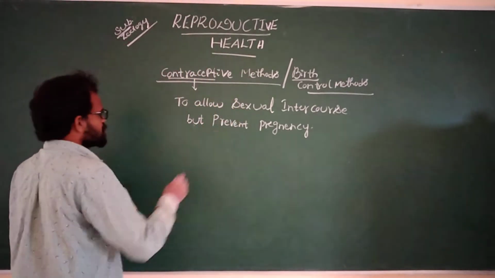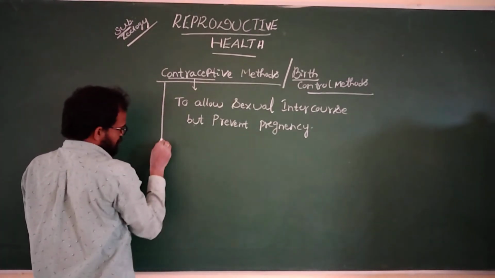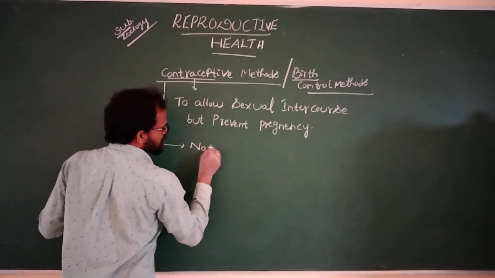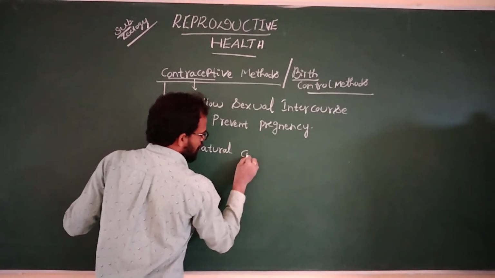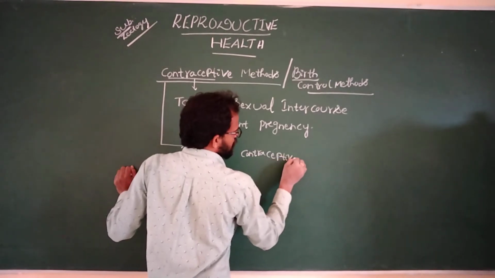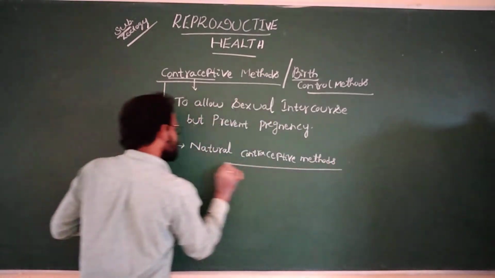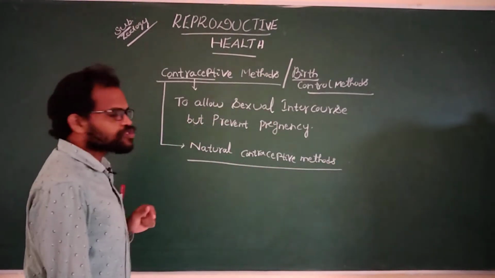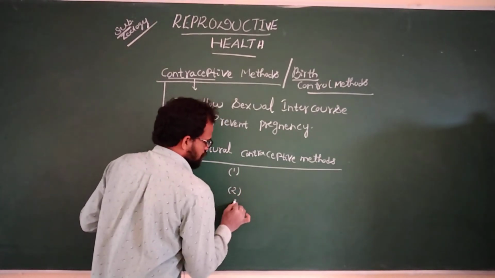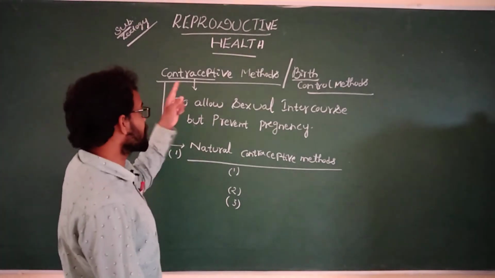Now, the different types of contraceptive methods. The first one is known as natural contraceptive methods. These natural contraceptive methods are divided into three types.